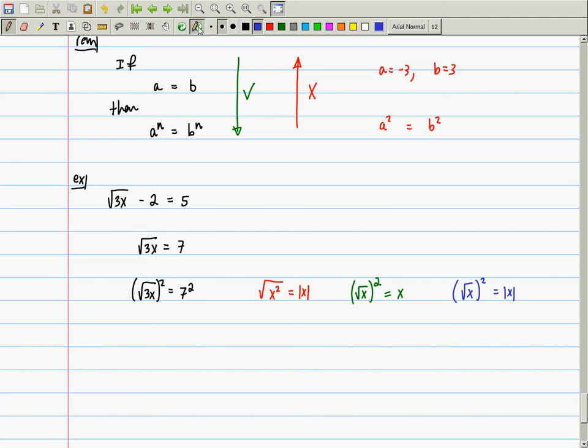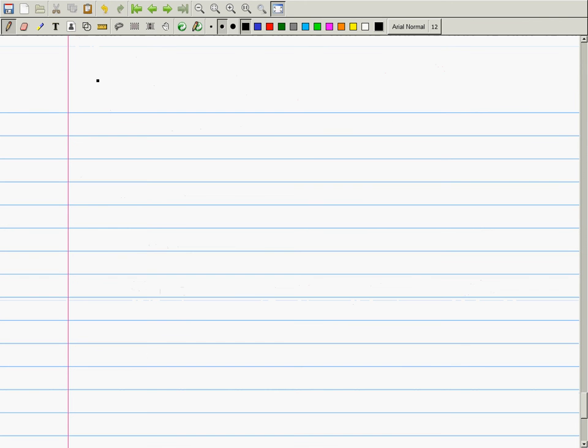So then, that being said, I need to continue here. What is the square root of 3x all squared? 3x is equal to 49. Okay, so any question about how that happened? Okay, so then what is x? 49 over 3. Fantastic. So any question about the opening example? Okay, good. Let's continue. For example, how about x to the negative 5 halves is equal to 32?